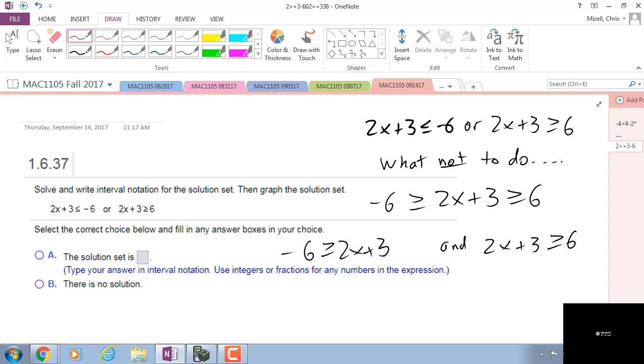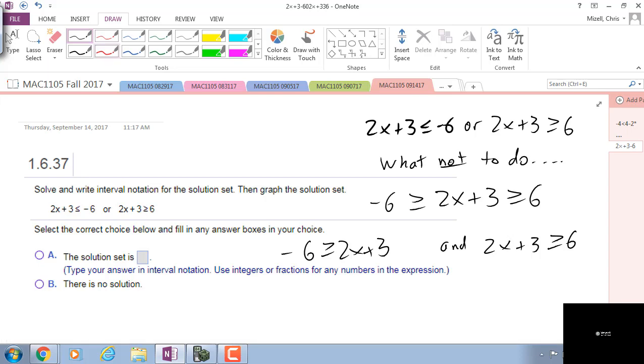Because if you find an x that satisfies 2x plus 3 is greater than or equal to 6, is 2x plus 3 then going to be less than or equal to negative 6? Can't be both greater than or equal to 6 and less than or equal to negative 6. So as soon as I write this as a three-part inequality, it's got no solutions. So that's what not to do.